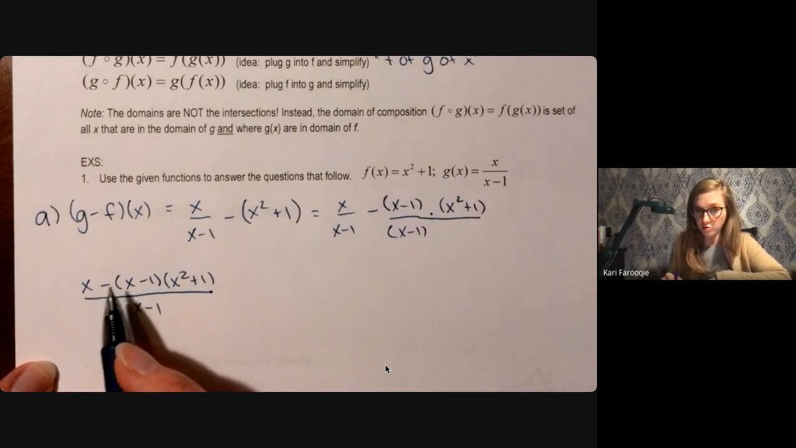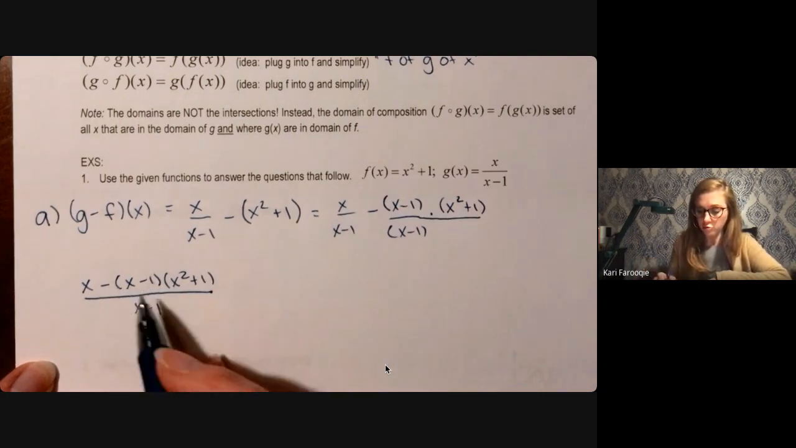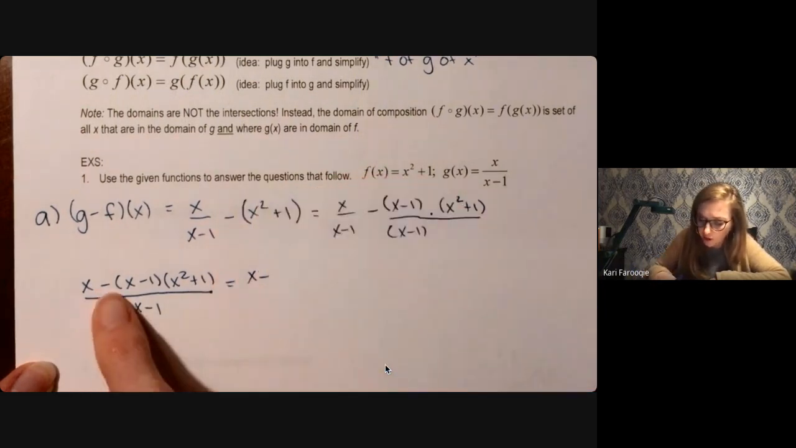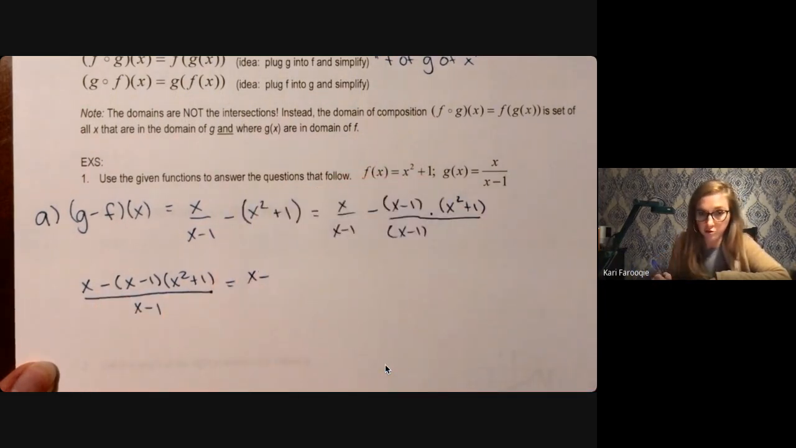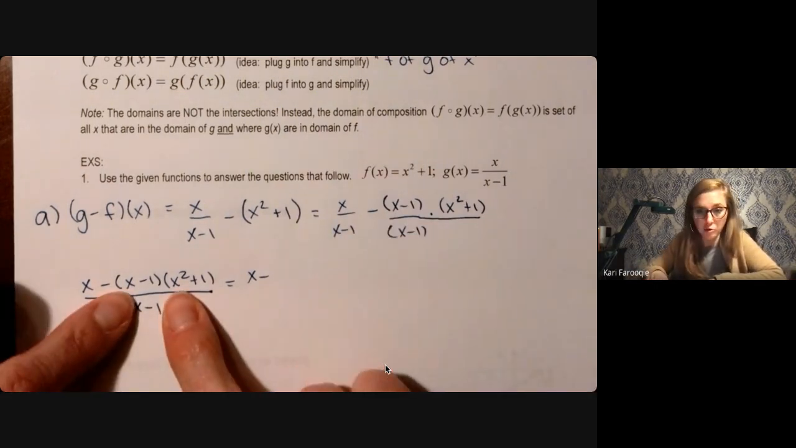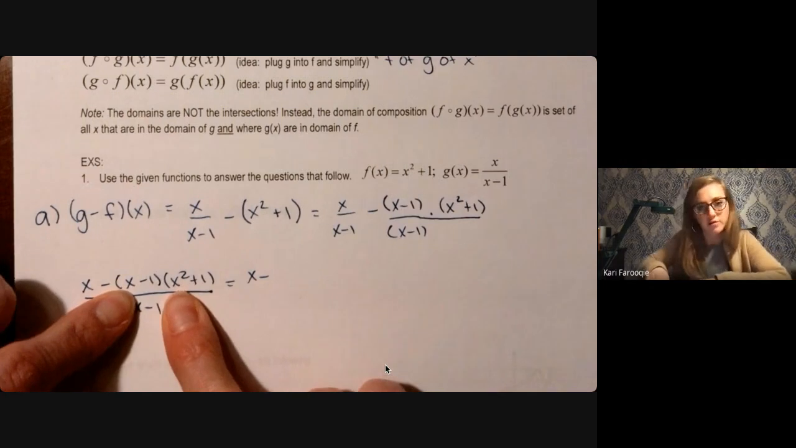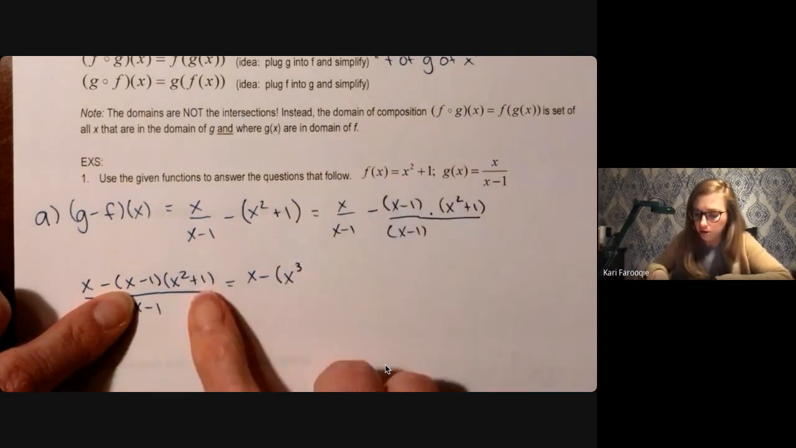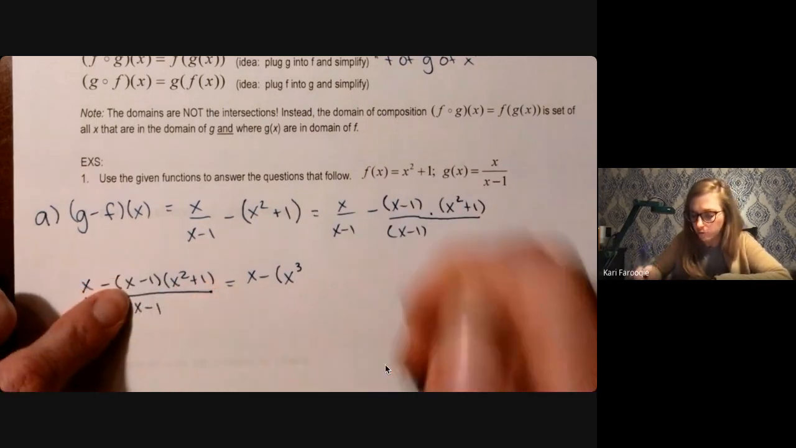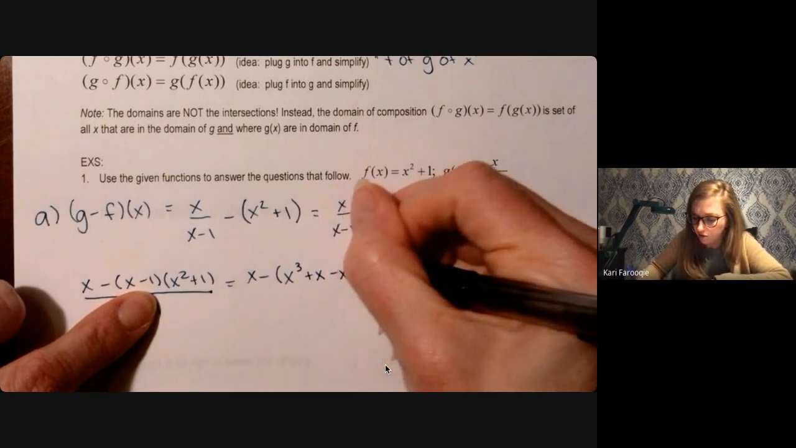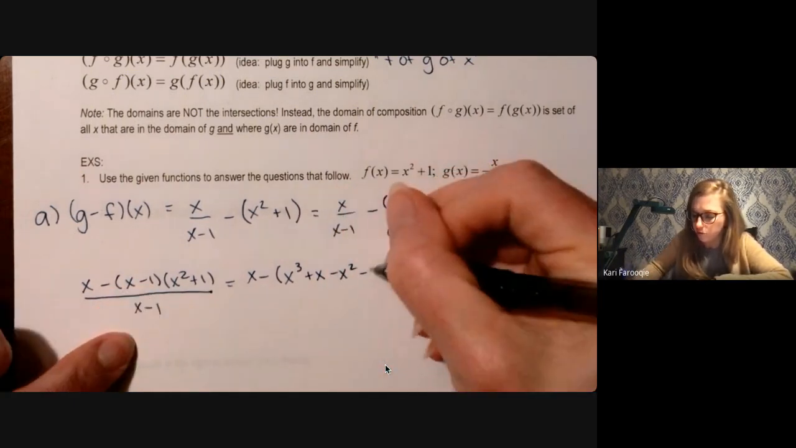Before you distribute this minus sign, you should multiply. So I'm going to take x minus, and then we'll FOIL here to multiply these two binomials together. So x times x squared. Remember, FOIL is first, outside, inside, last. So we'll have x cubed, and then outside terms give you plus x. Inside terms give you minus x squared. And the last terms give you minus 1.